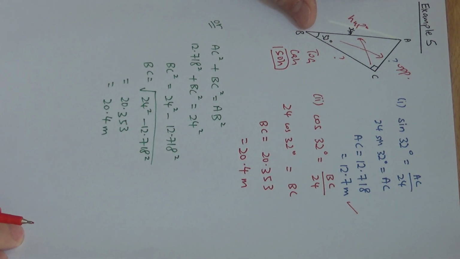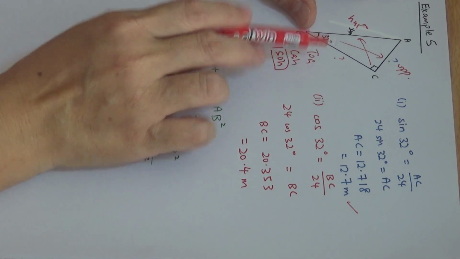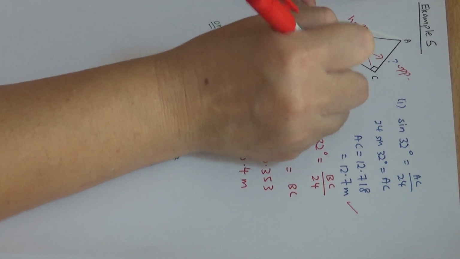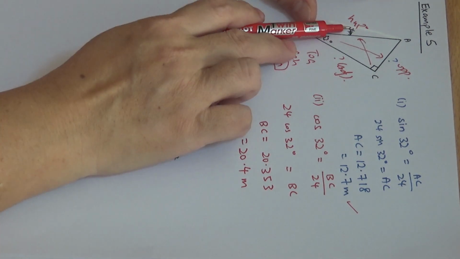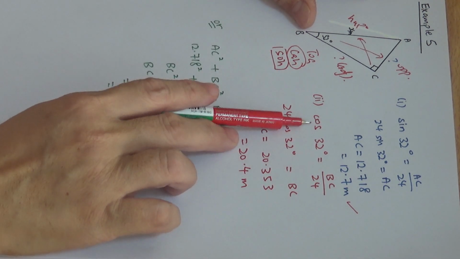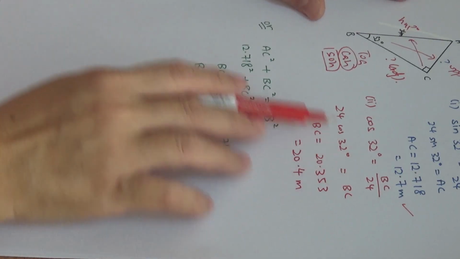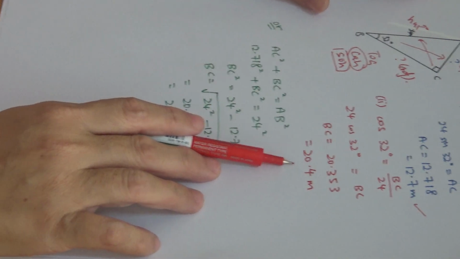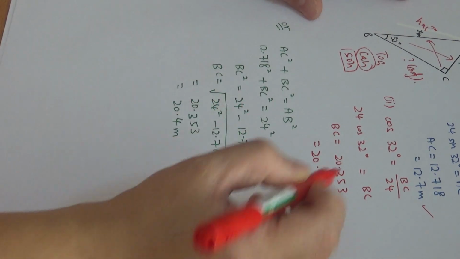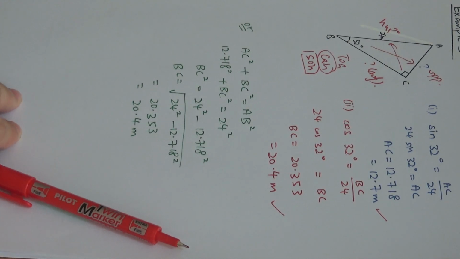Now, if you look at the second part, they want you to find BC. With respect to 32 degrees, BC is the adjacent. If I have adjacent and hypotenuse, I will use cosine. So cosine 32 is BC, adjacent, over hypotenuse 24. I do the necessary steps, I will get 20.4 meters.